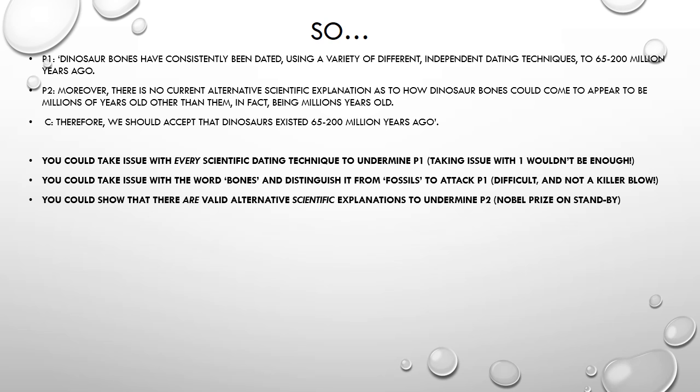You could, if you wanted to take issue with the conclusion, with the argument in general, claim that there are valid alternative scientific explanations. So my second claim is, look, there's no other explanation for how this can happen other than them actually being millions of years old. So you could look at that and say, well, actually, Phil, there is this sort of theory within science. There is this view that there is this way in which it could come to be many millions of years old, or it could come to be compressed in this many layers of rock, or all of these other different dating techniques. All of them are explicable, but there's this alternative, so you can't claim P2.